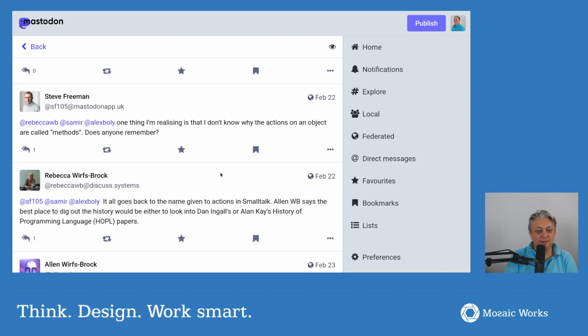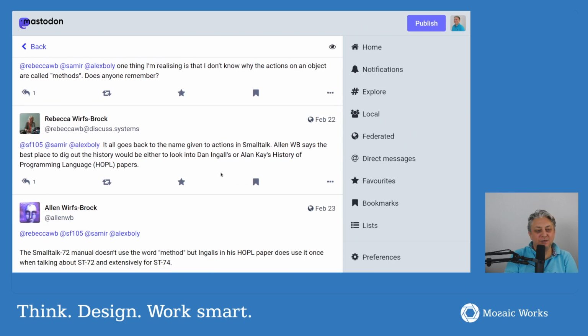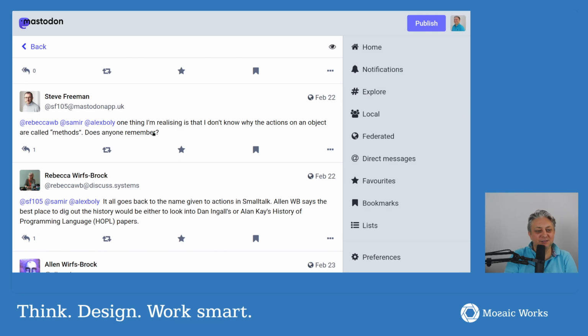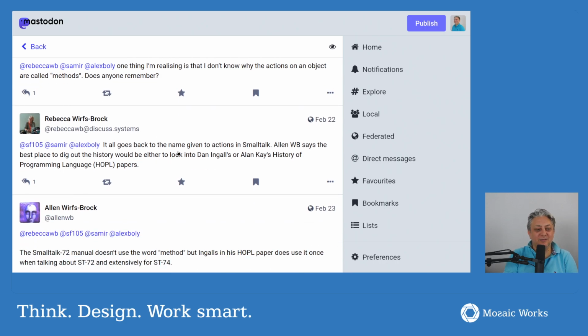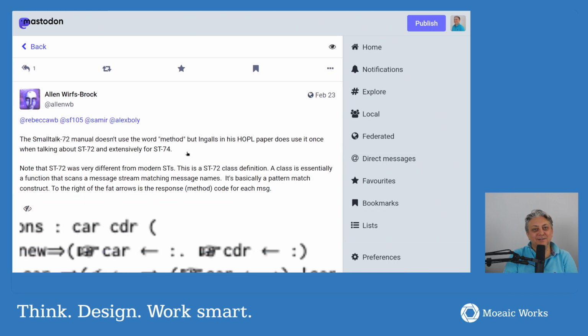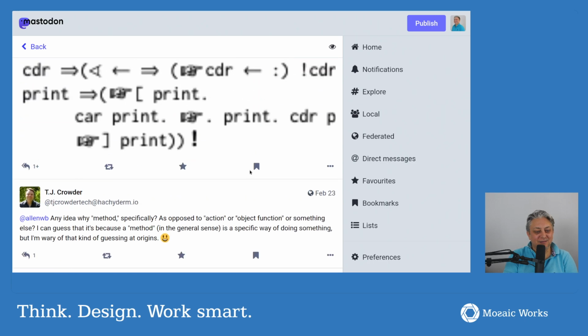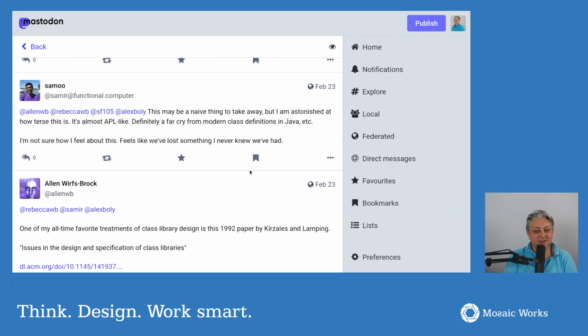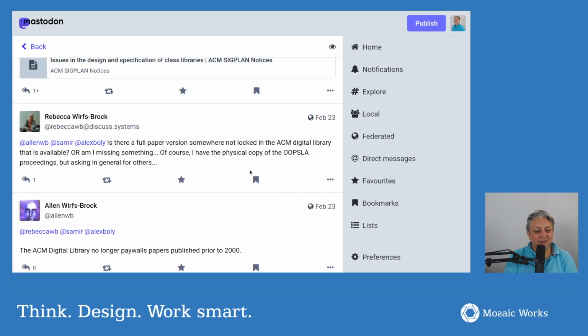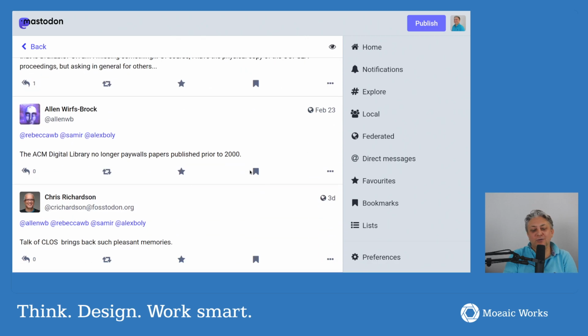And then actually the conversation moved into another direction. Steve Friedman came in and asked, why are the actions on an object called methods? Rebecca answered, it all goes back to the name given to actions in Smalltalk. And Alan comes in, we've interviewed Alan as well, and talks about the different methods and so on. So very, very interesting conversation.